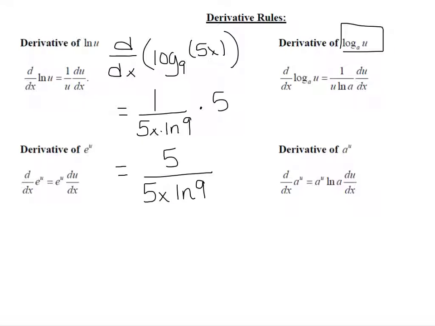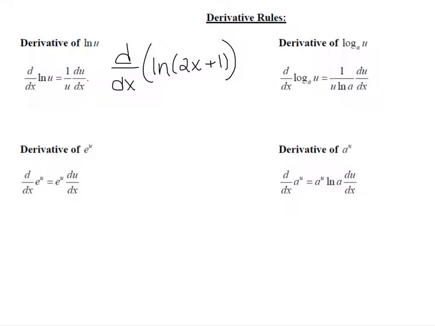In this case, I hope you see that we can cancel the 5, so we end up with 1 over x natural log of 9. So that's the derivative of log base 9 of 5x. The rule for the derivative of natural log looks a little bit different, but it's actually the same. Let me show you what I mean.